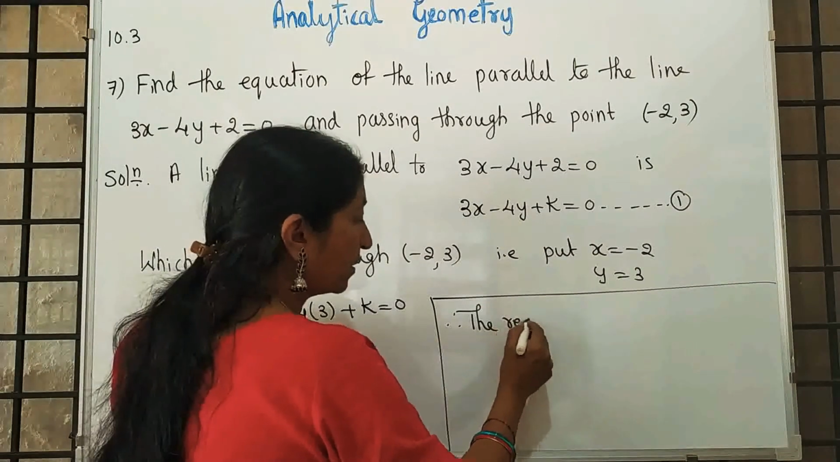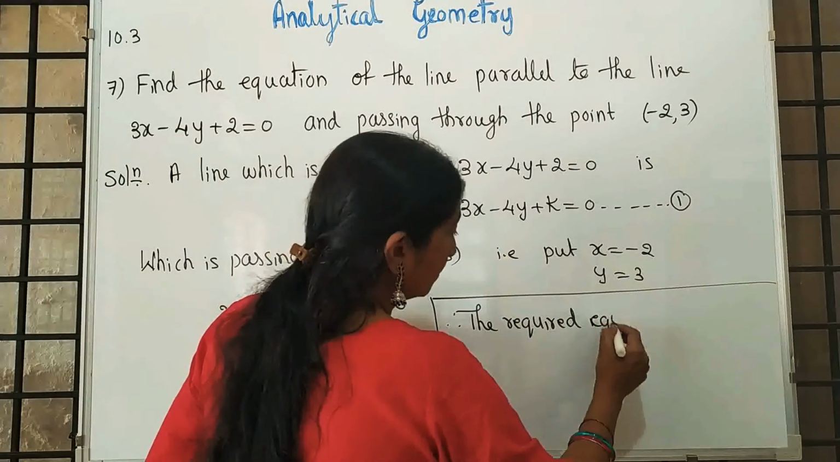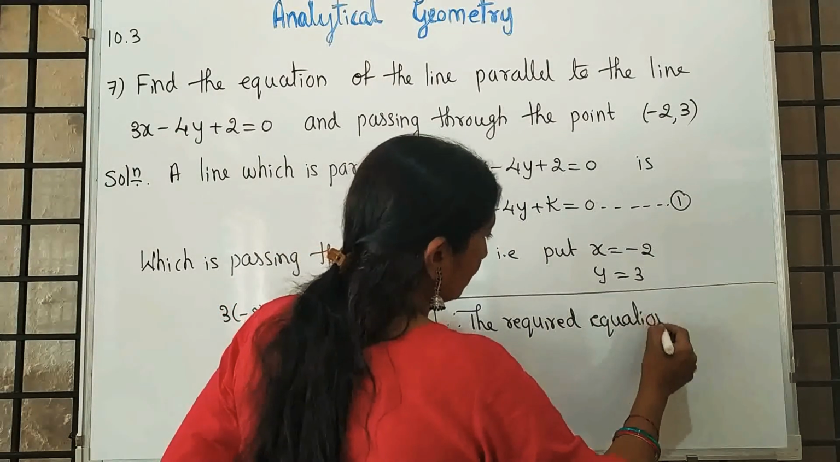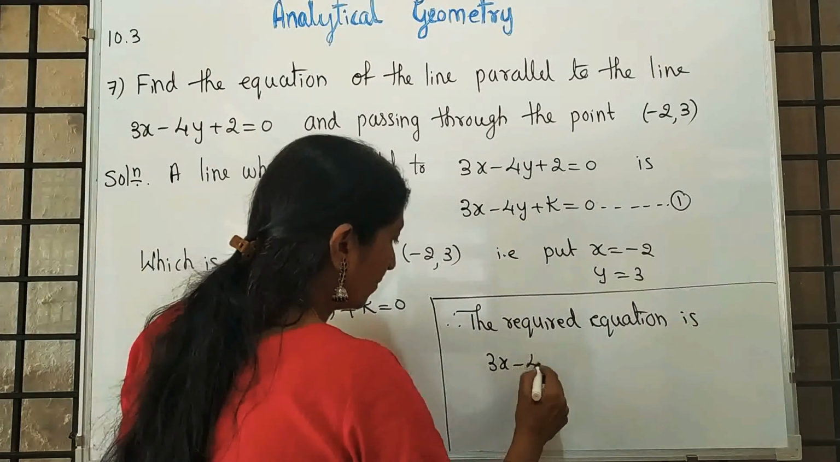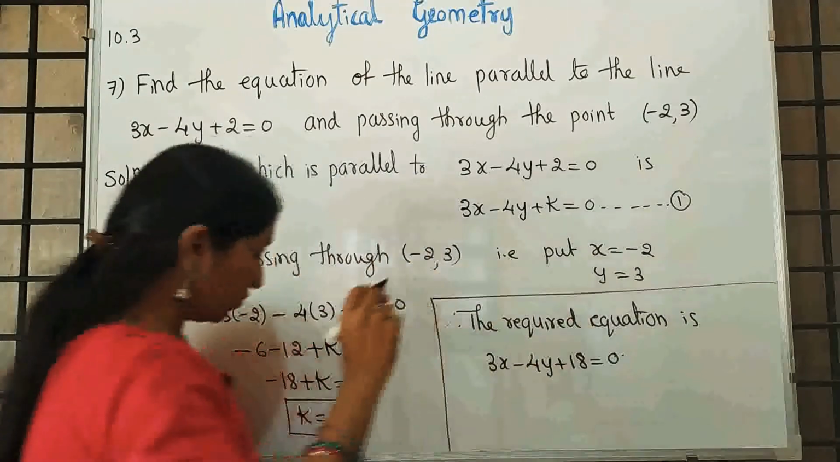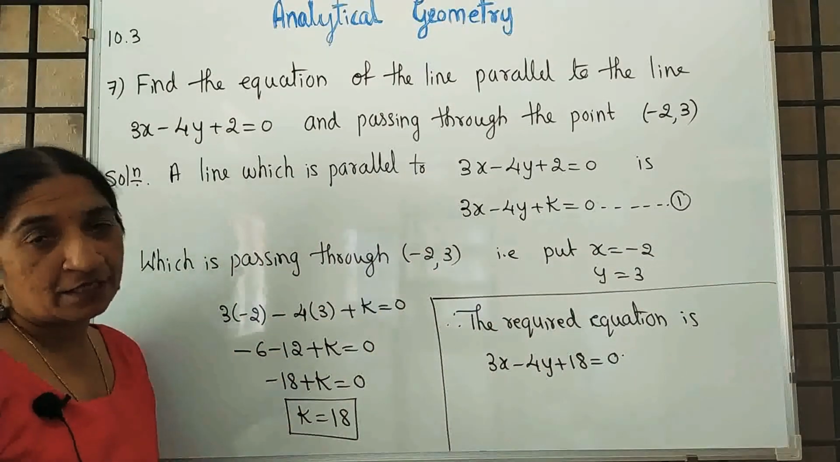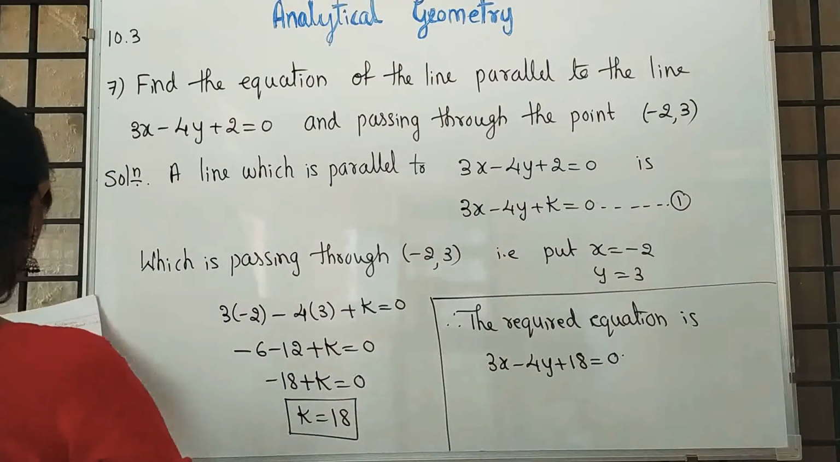Therefore, the required equation is 3x minus 4y plus 18 is equal to 0. K is 18. See, is it simple or what? Yes. Moving to the next example, that is question number 8.